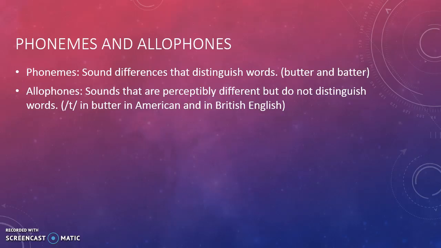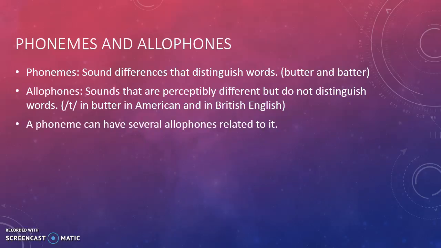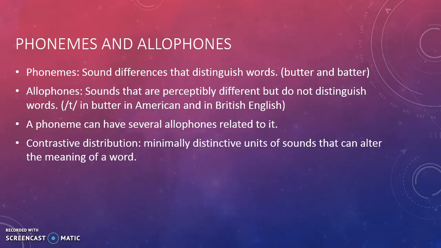The example given in the chapter is the pronunciation of the T in butter, if we said it using American English, and butter if we used the British English version. As we can see, there is no difference in the meaning of the word, just in the pronunciation of one of the sounds. A phoneme can have several allophones related to it, as we can see.